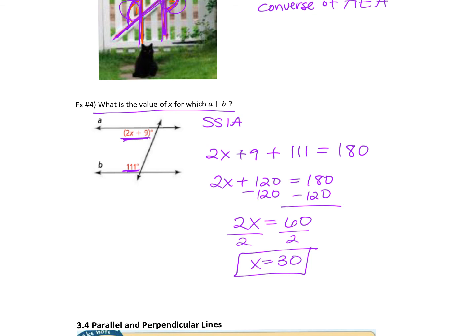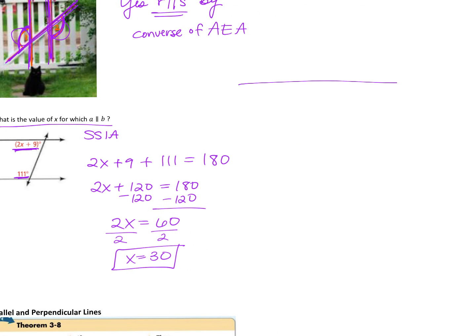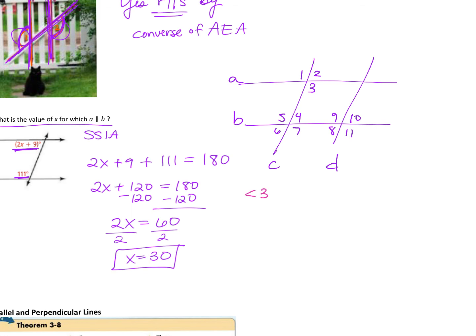Okay, I'm going to give you just a real quick sketch over here. You don't even have to write this down. I just want to see if this is clicking here. Just watch. Okay. Let's say I told you angle 3 is congruent to angle 5. Which lines are parallel? A and B. A and B, right?